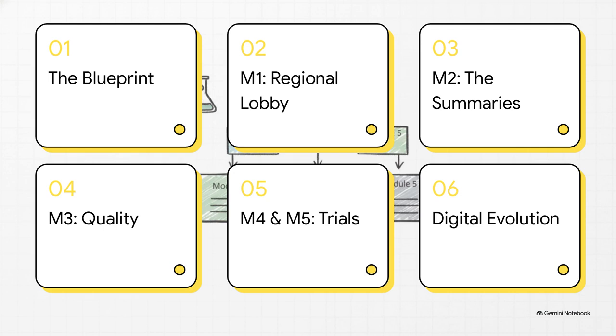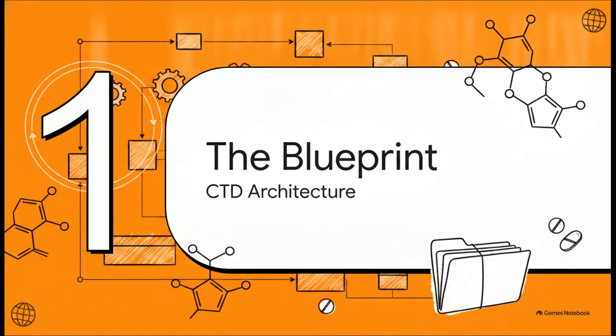1. The blueprint. 2. Module 1, Regional Lobby. 3. Module 2, the Summaries. 4. Module 3, Quality Engineering. 5. Modules 4 and 5, Trials. And finally, 6. eCTD Digital Evolution. Let's dive right in. Section 1.